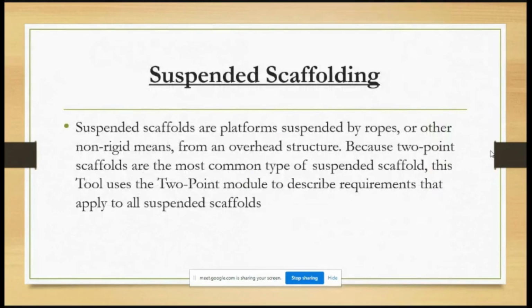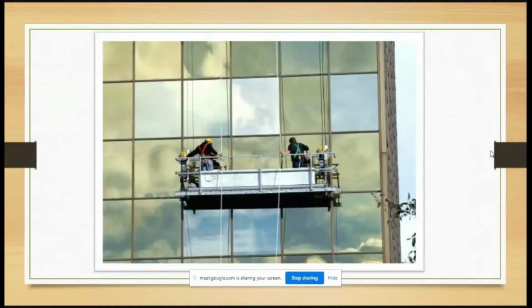Suspended scaffolding. Suspended scaffolds are platforms suspended by ropes or other non-rigid means from an overhead structure. Two-point suspended scaffolds are the most common type of suspended scaffold. This tool uses the two-point module to describe requirements that apply to all suspended scaffolds. Here we can see the image of a suspended scaffold.